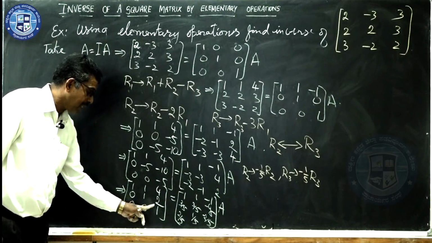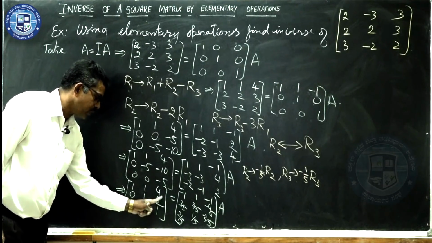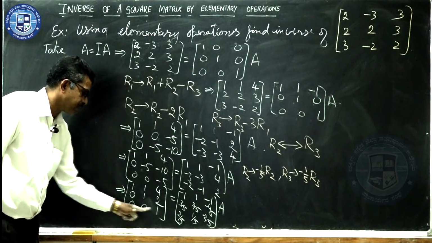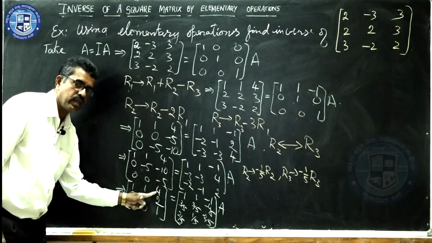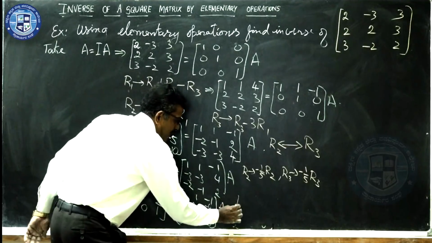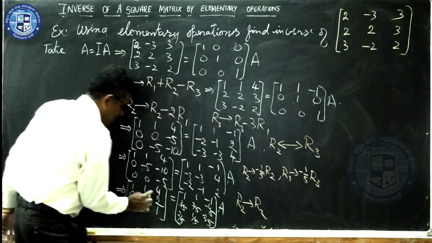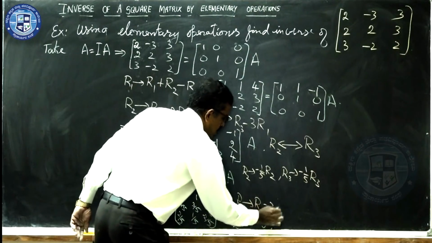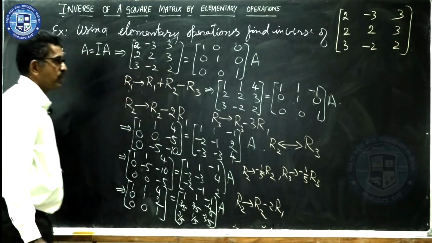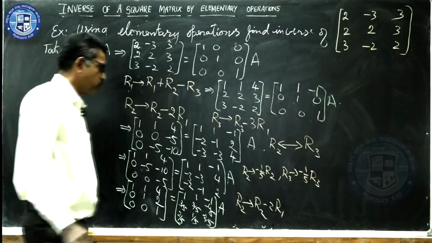Okay. Now, we are going to be very close to that identity matrix. How we can make this element 0? Now, this element by using this one. How we can make this element 0? To make this element 0, look at R2, you subtract 2 times R1. You subtract 2 times R1. So, let me continue here.